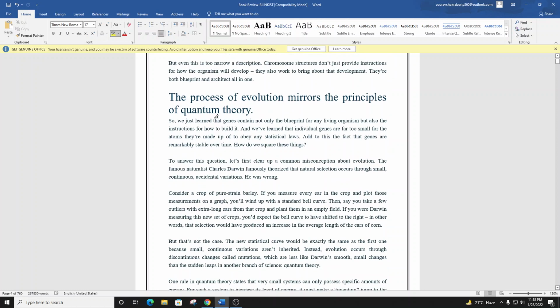But even this is too narrow a description. Chromosome structures don't just provide instructions for how the organism will develop, they also work to bring about that development. They're both blueprint and architect all in one.